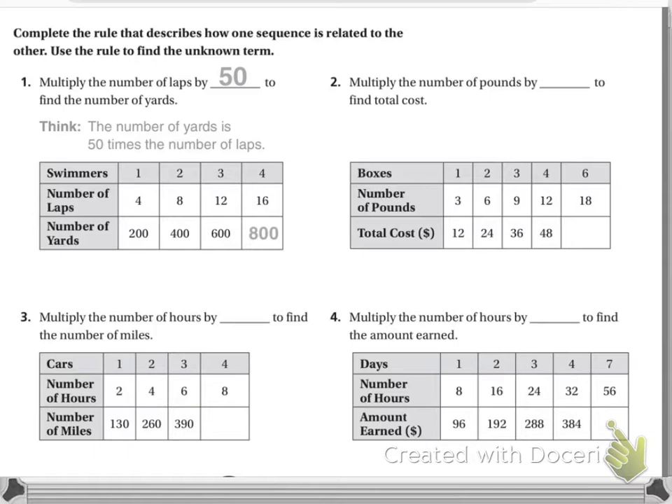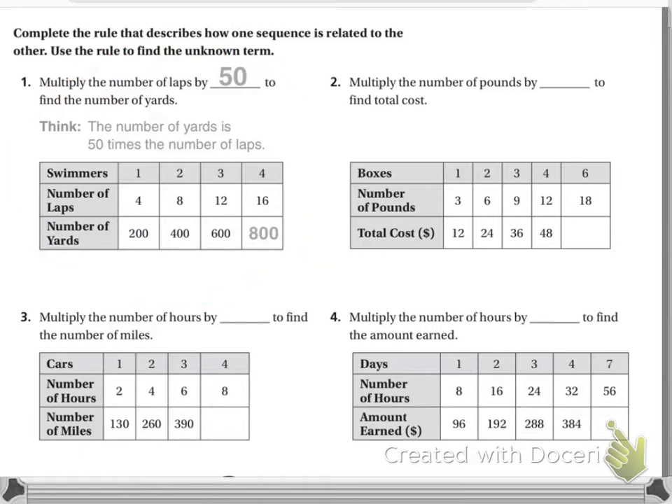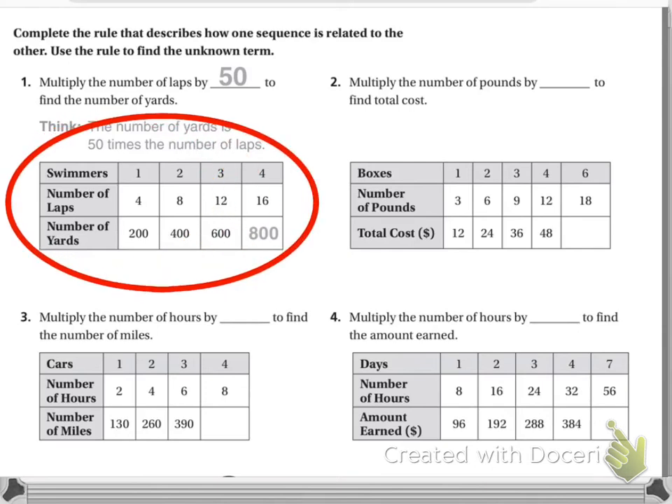All right, let's take a look at the one that they did for us, number 1, and see how they found the missing number. In this set of data, they're looking at swimmers, the number of laps they complete, and how many yards that is. For example, if one swimmer swam 4 laps, that's 200 yards. If 2 swimmers swim, that's 8 laps, and that's 400 yards.